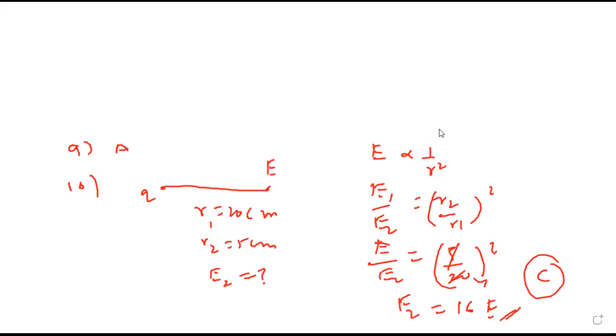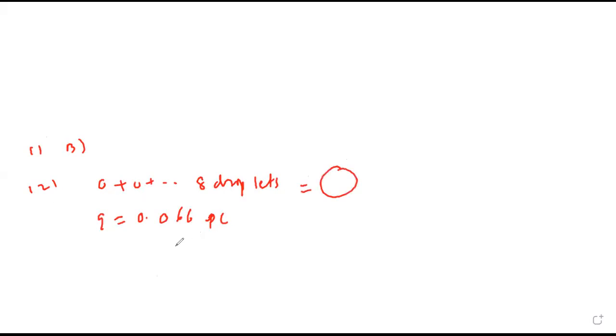12. 11th is B, now 12th. 8 mercury droplets, each of radius 1 millimeter, given charge of 0.066 picocoulomb. Each merges to form one drop. Each combines to form one single drop.